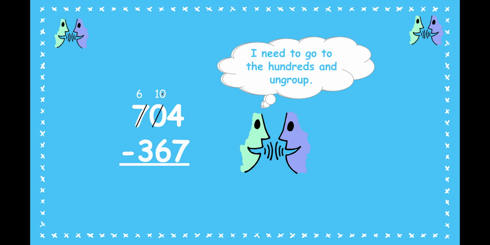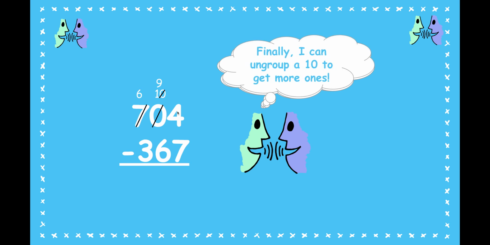Now I have more tens, but I haven't solved my problem here. I haven't made more ones. I haven't ungrouped in a way that I could get more ones. So now I need to take care of this problem. I need to take this 10 tens I just created and ungroup a second time in this tens place. I need to take one 10, which makes 9 tens, and now that's going to give me more ones. So I notice though, I have 14 ones.